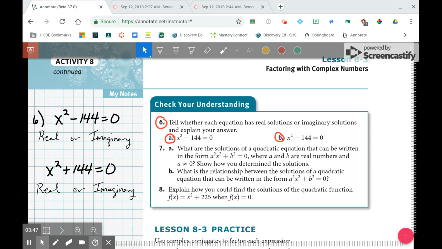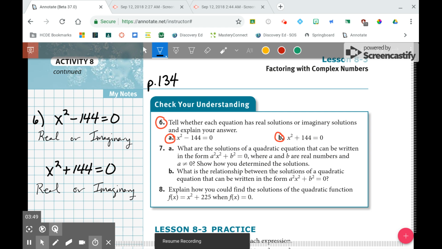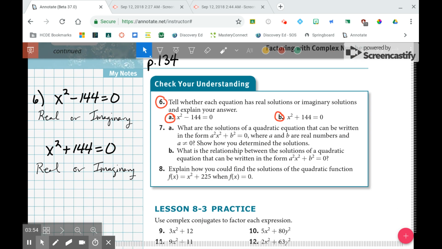Let's go to the next page. So we're on page 134, number 6. This is our last problem. So we're almost done. Let's look at these two equations. We have x squared minus 144 equals 0 and x squared plus 144 equals 0.